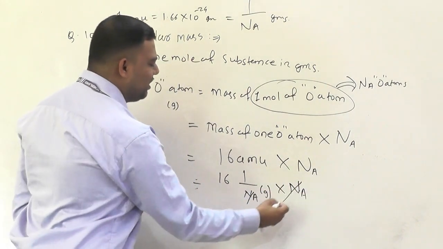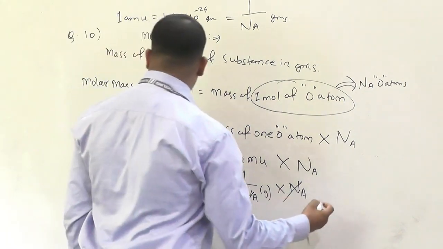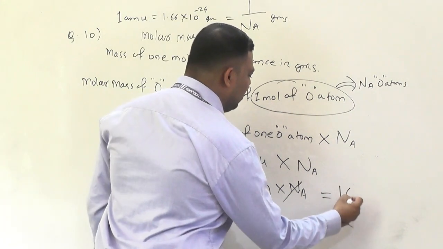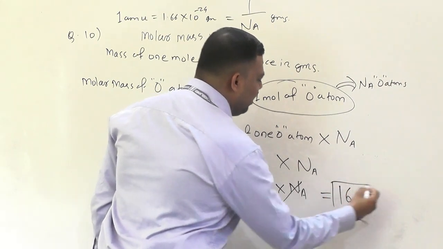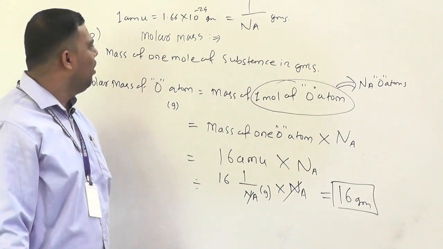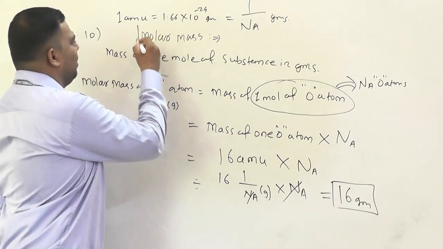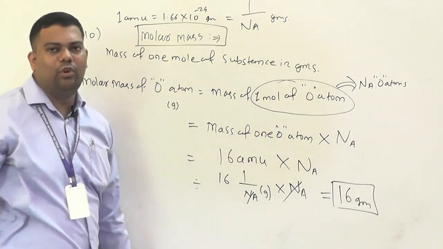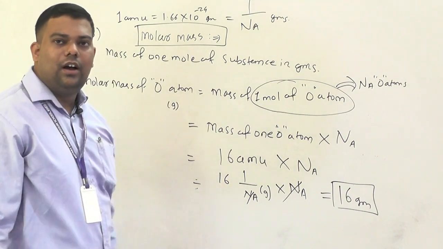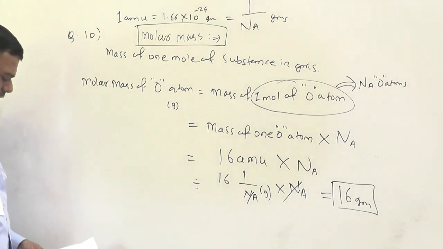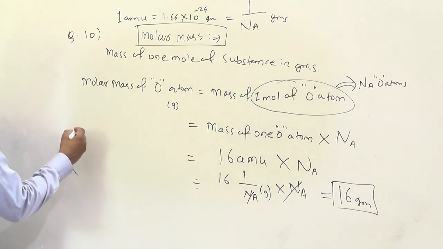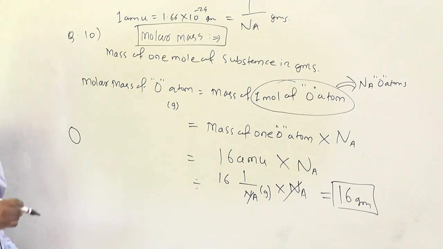So this will cancel out. So obviously you will get the molar mass of an oxygen atom. How much? 16 gram. So it is basically the concept of molar mass. Understood? So one thing here you concentrate: we already did this oxygen atom.